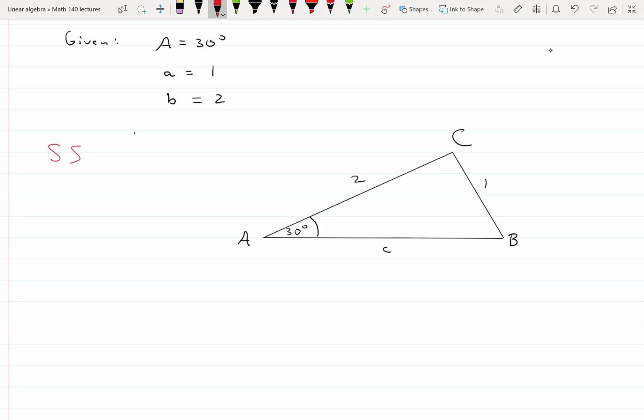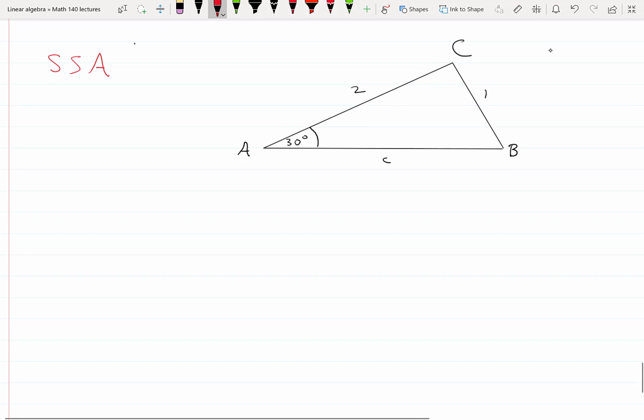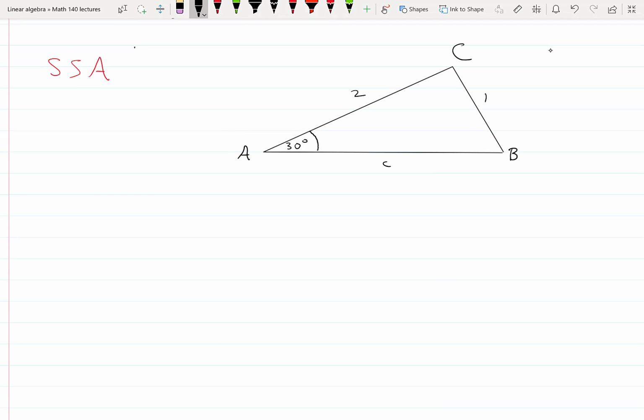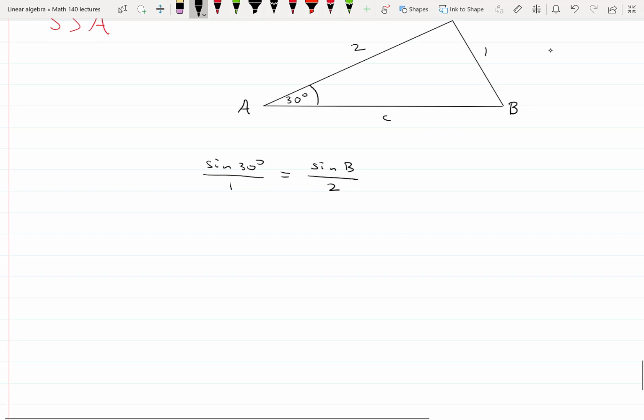Side 1, side 2, length 2, and angle 30 degrees. Okay. The next thing is that you will always try to find the angle B. It may not be B symbolically, but try to find that missing angle on the horizontal side. Okay, so let's do it. Let's use the law of sines. The law of sines says I have the sine of 30 over 1 equals the sine of the B that I'm looking for over 2.